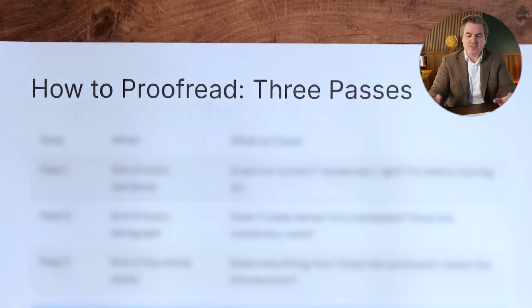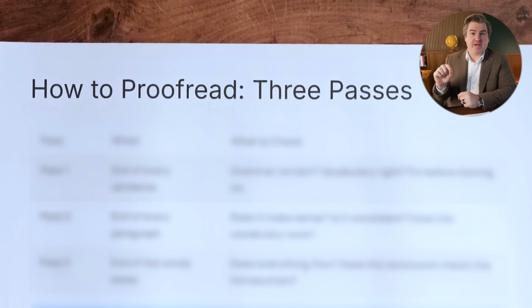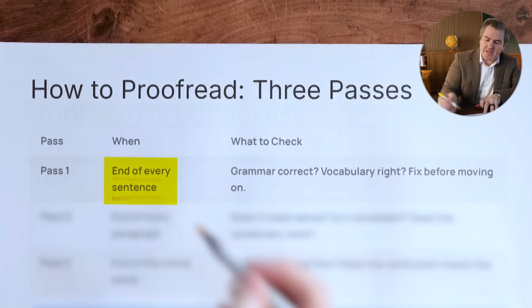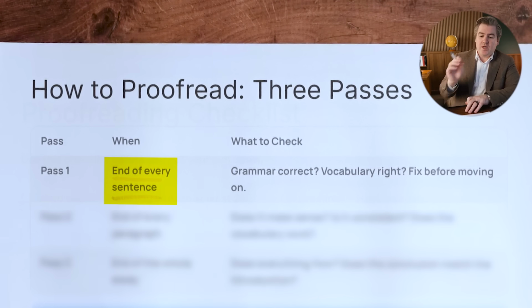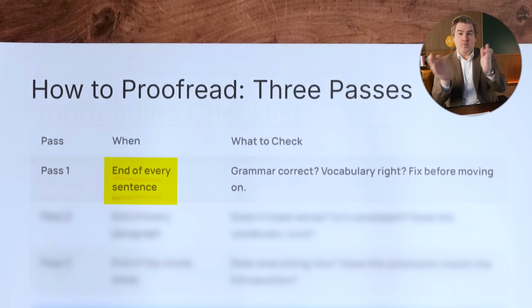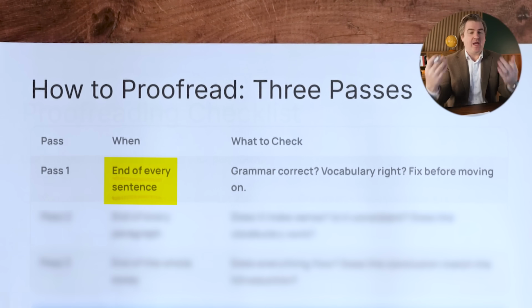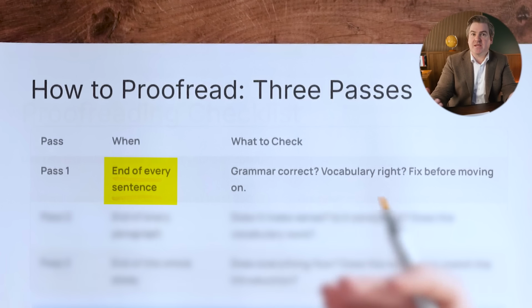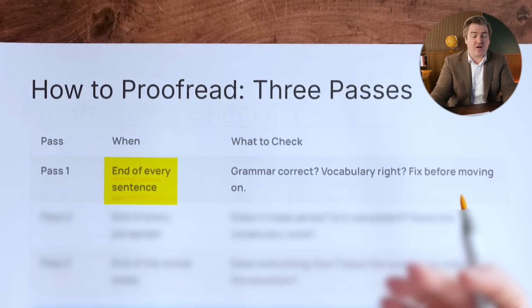So how we teach proofreading is we get you to proofread 3 times. The first time you're going to do this is at the end of every sentence. At the end of every sentence, go back, read that sentence. Is it correct? Any grammar mistakes, any vocabulary mistakes, spelling mistakes, things like that in there. If there are, correct it.